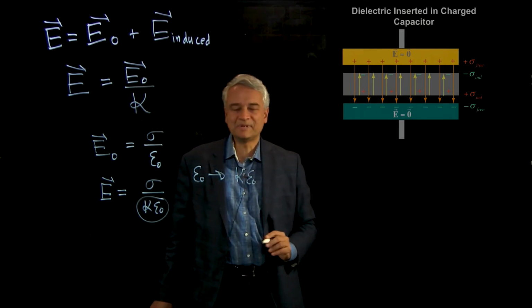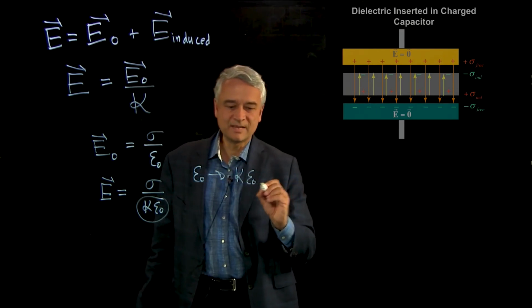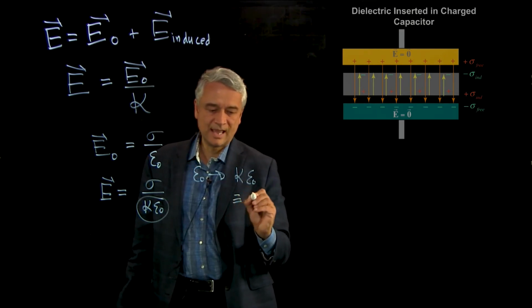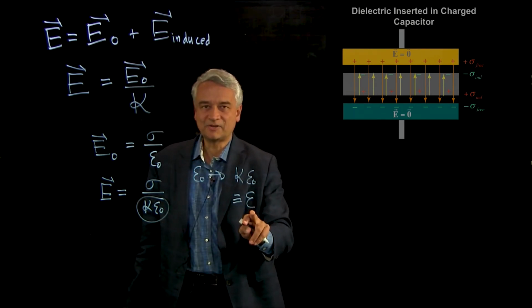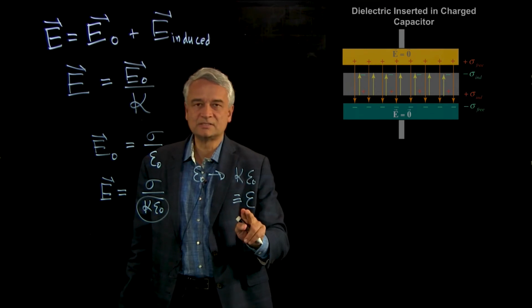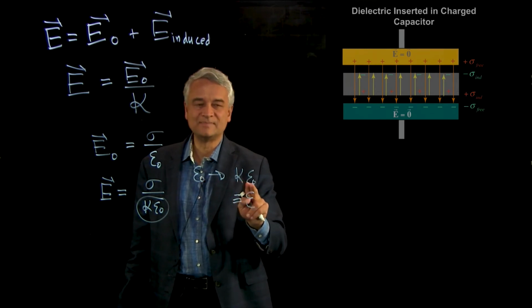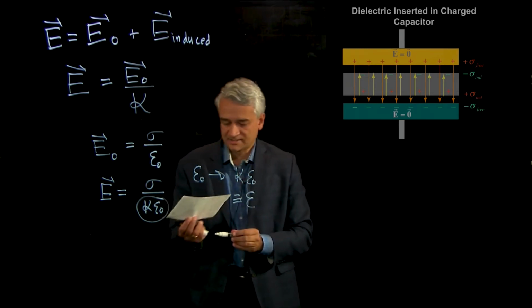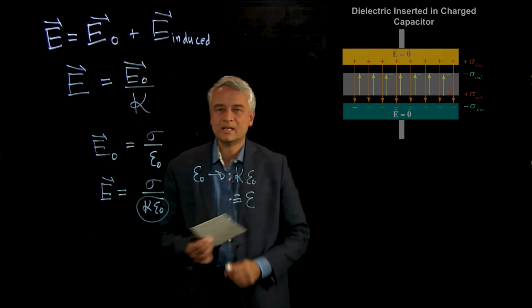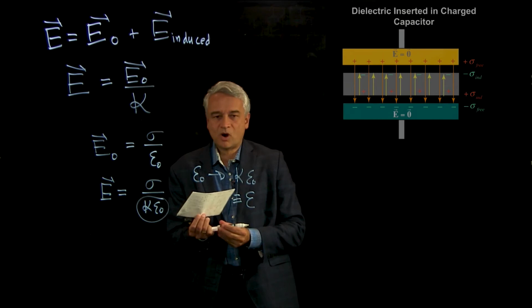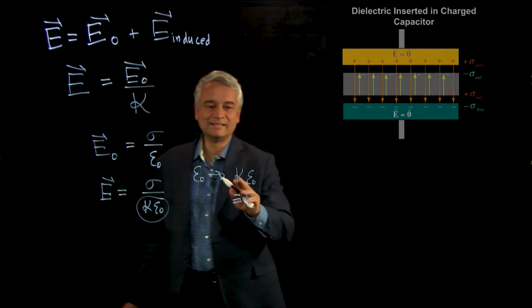And kappa times epsilon naught is often given a name. It is called epsilon. Epsilon is referred to as the dielectric constant. So the dielectric constant of water is 80 times epsilon naught. And epsilon naught is often given a name. Epsilon naught is called the dielectric constant of the vacuum. So the dielectric constant of water, epsilon for water, is 80 times epsilon naught.